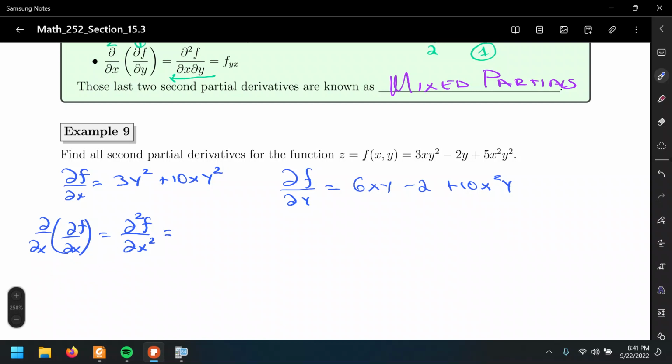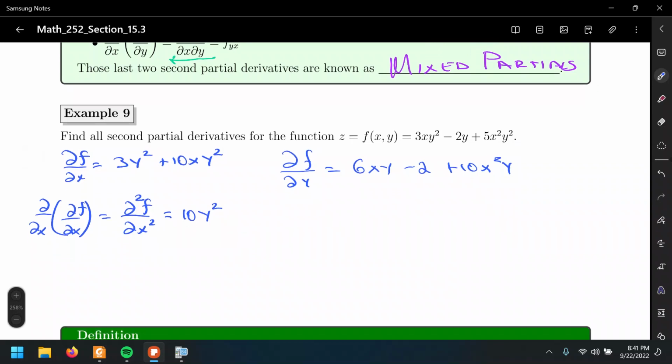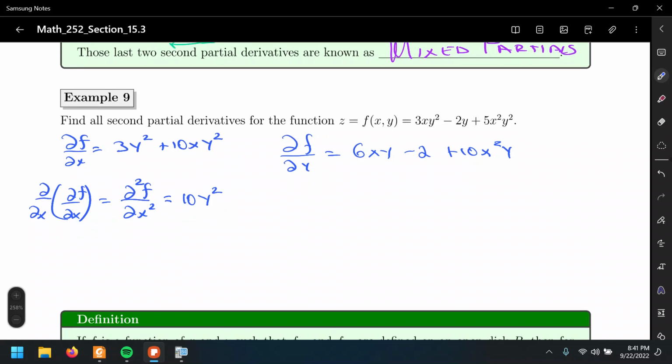All right, well, the derivative of this first term is 0. The derivative of 10xy squared, what's that derivative? 10y squared, because the derivative of x is just 1. Everything else times the constant, that's just 10y squared.